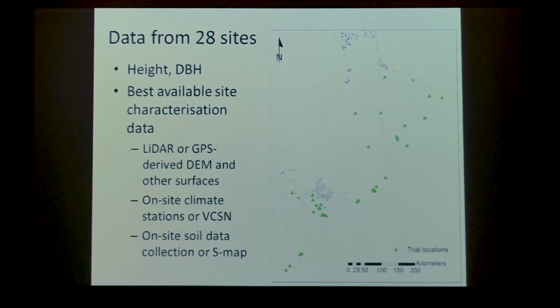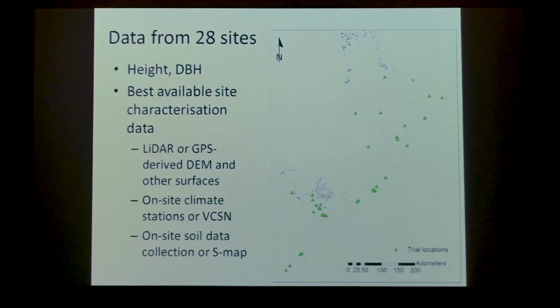So one of our first tasks was to find out, well, how good are these VCSN estimates? And in fact, what we found is that for many of the variables that we're interested in, they're pretty good. Unfortunately, for rainfall, they're not terribly good. And so we need as much as possible to have local estimates of rainfall in our sites. And we're looking at on-site soil data collection and also using a new mapping system called SMAP for our soils.